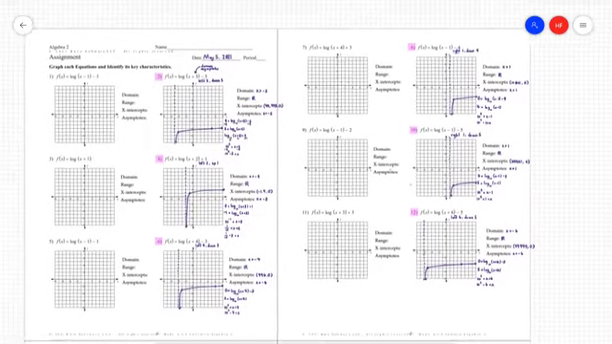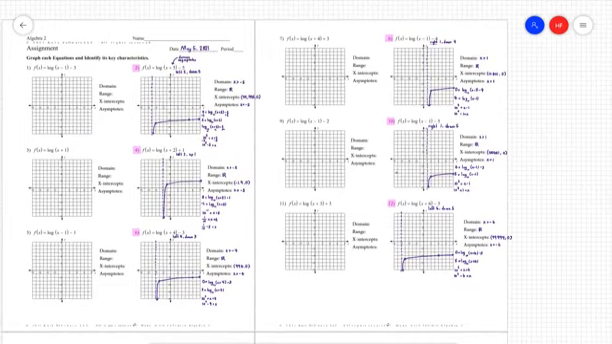So then those are all of our graphs. We've identified all the key characteristics on each, and then you guys will do the odds and then turn that in on Canvas.